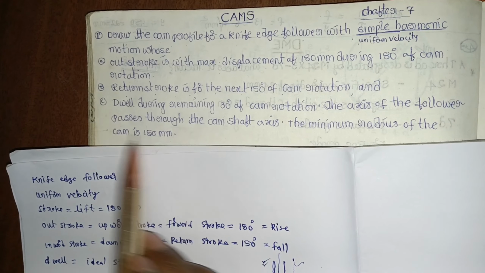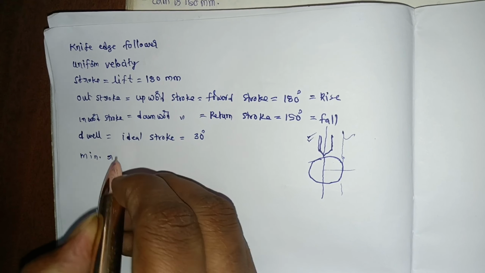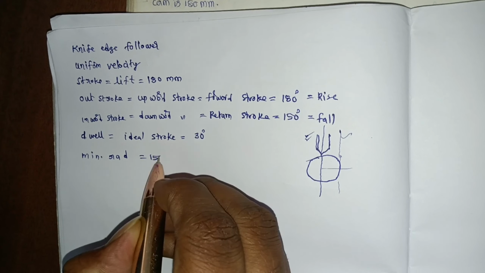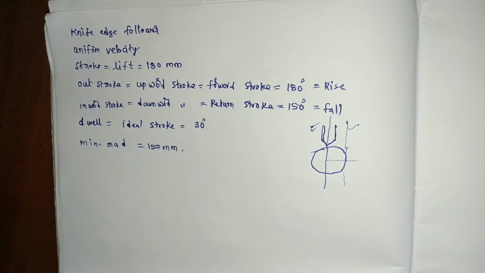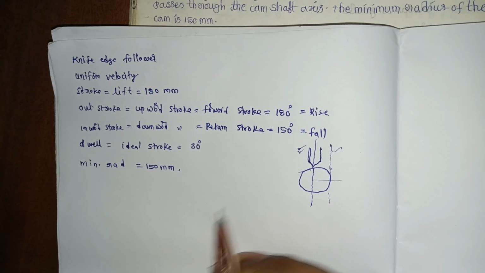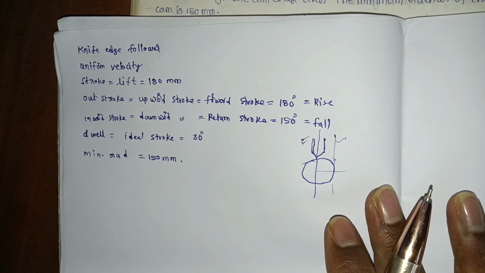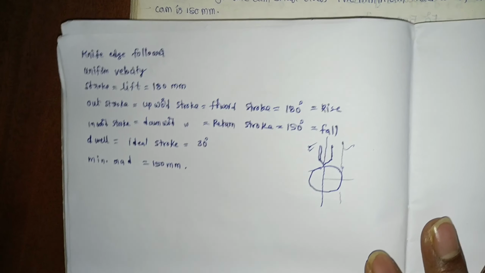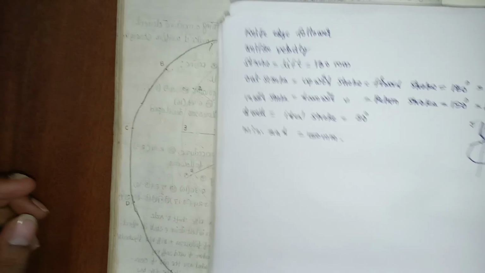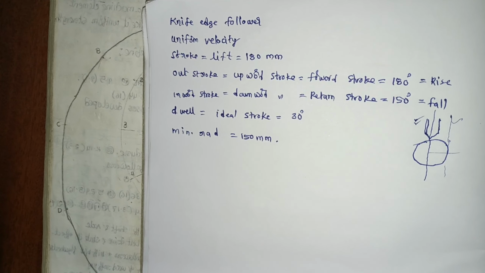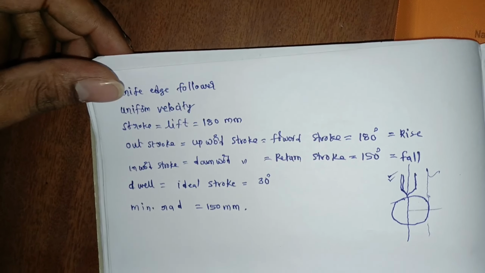See here, the minimum radius of the cam is 150 mm. They are given the minimum radius is equal to 150 mm. So this is the problem. To solve this problem, first of all you have to draw the uniform velocity diagram, that is nothing but the displacement diagram. You have to draw the displacement diagram. After that you have to draw the cam profile. So based on this data, you have to draw the displacement diagram.